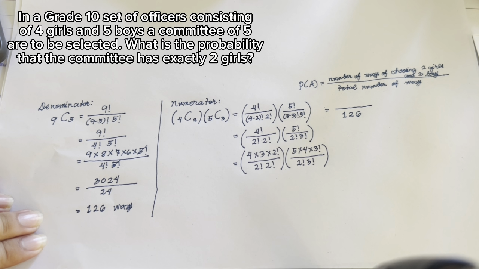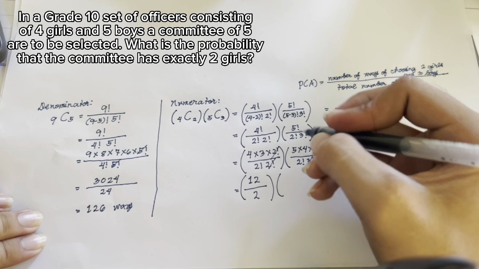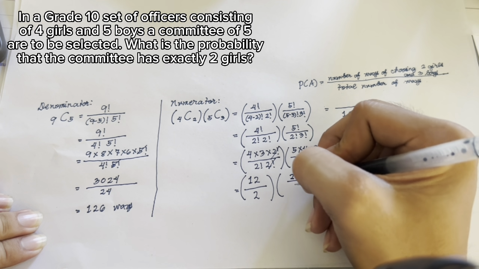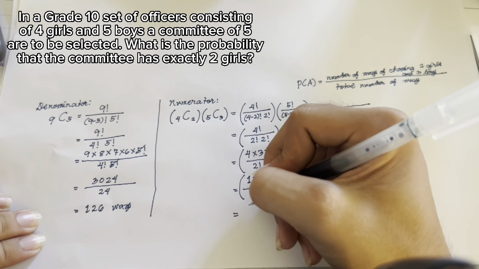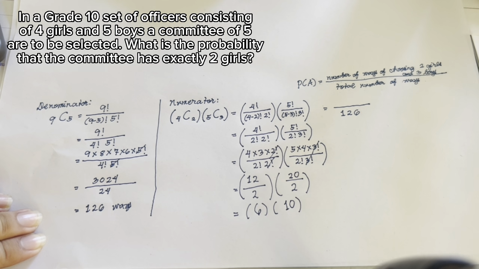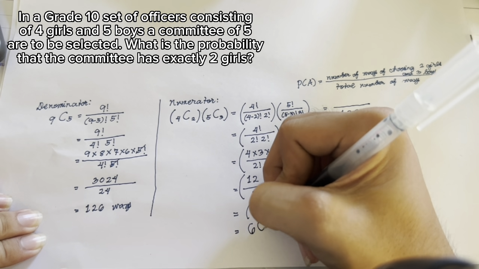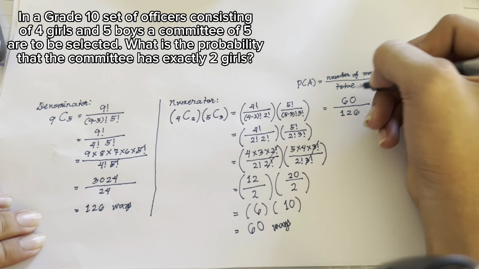Now, let's cancel out. For the first one, cancel 2 factorial. For the second one, cancel the 3 factorials. 4 times 3 equals 12. 2 factorial is equal to 2. Okay, 2 times 1 equals 2. 5 times 4 equals 20. Then again, 2 factorial is equal to 2. 12 divided by 2 is equal to 6. Then 20 divided by 2 is 10. 6 times 10 is equal to 60. So there are 60 ways. This is our numerator. We have here 60.